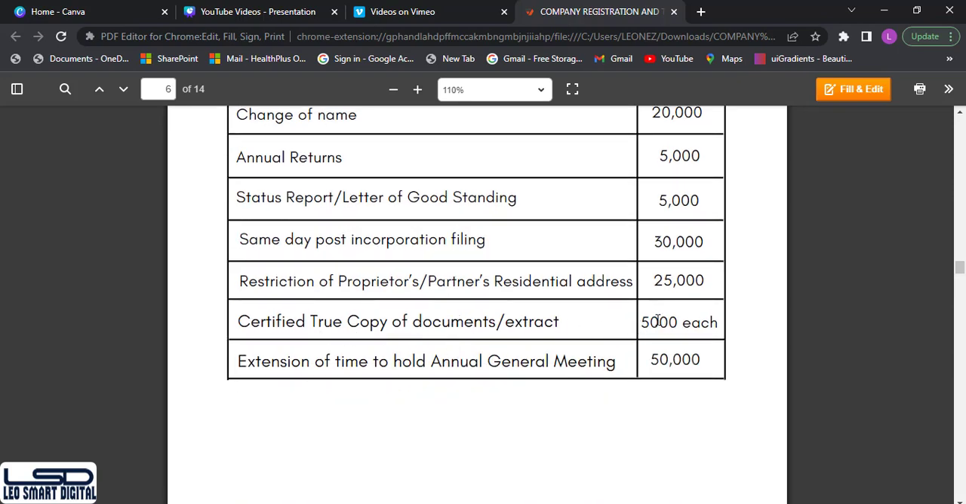Now for those that have lost their documents and want to get them back through post incorporation, you are charged 5,000 naira. But if you have access to the account that was used in registering it, if it was done online, you also pay 5,000 per document. If it is the certificate, 5,000. If it is status report, it is 5,000.